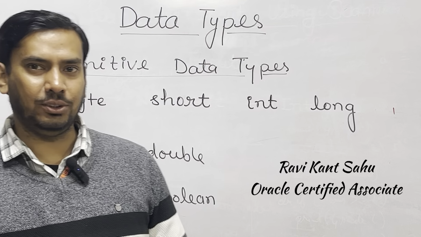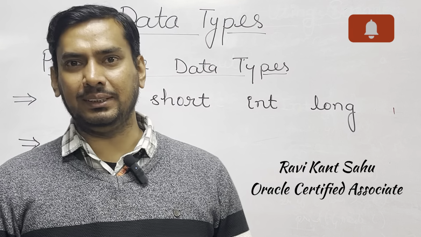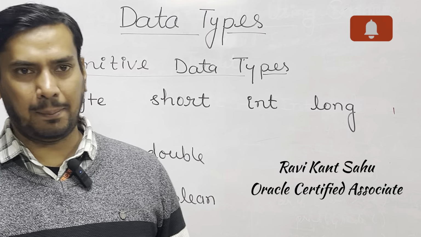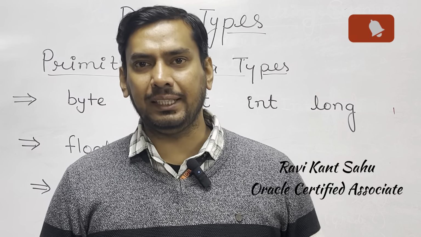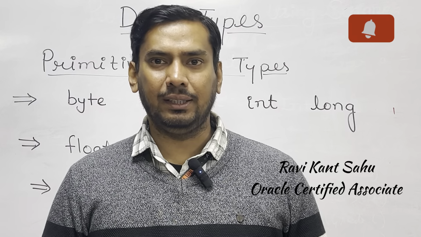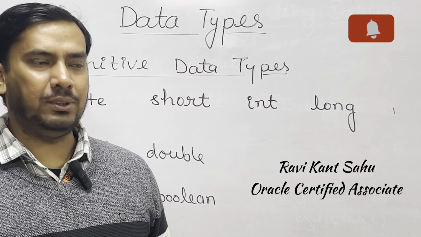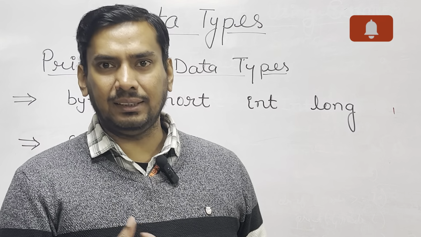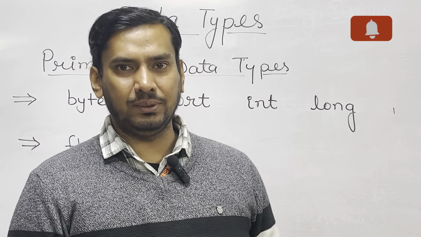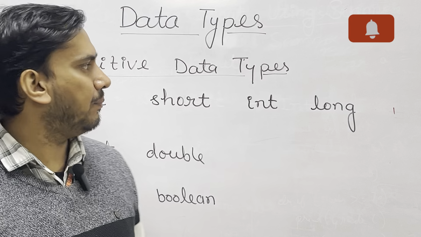Hello everybody. So, in this video we are going to discuss primitive data types in Java. Basically, in Java we have a total of 8 primitive data types, and these primitive types have certain restrictions, certain ranges, certain values. We will talk about those in this video in detail.